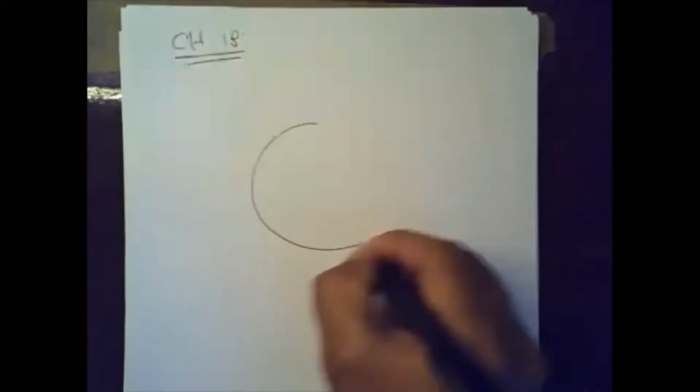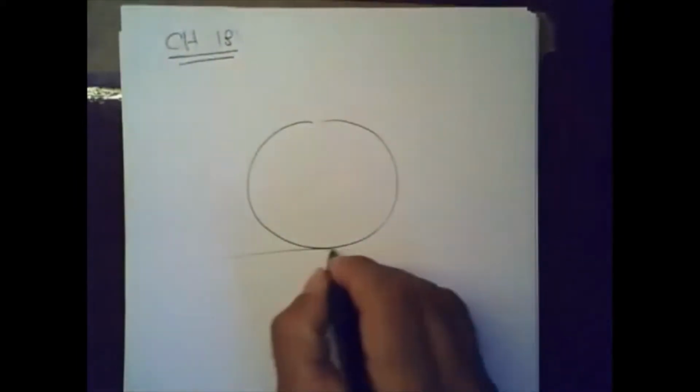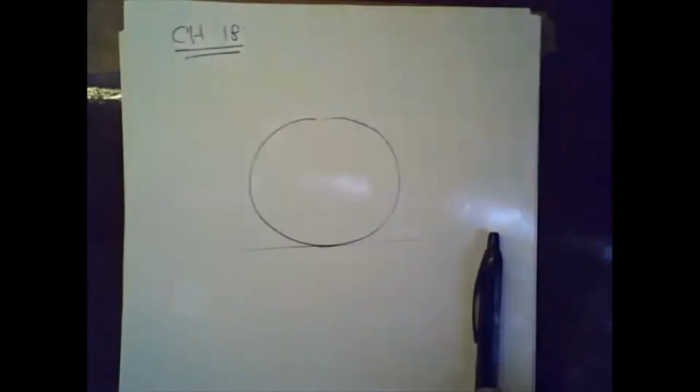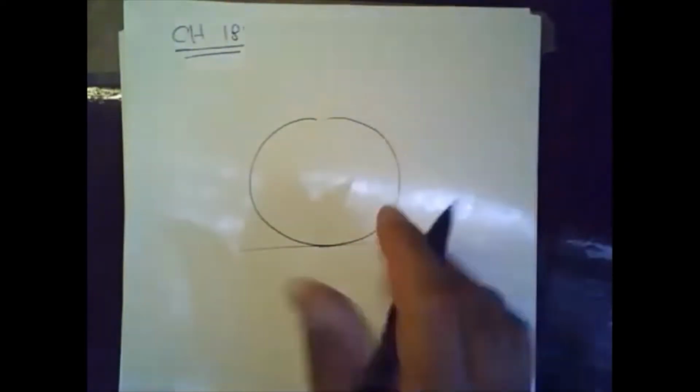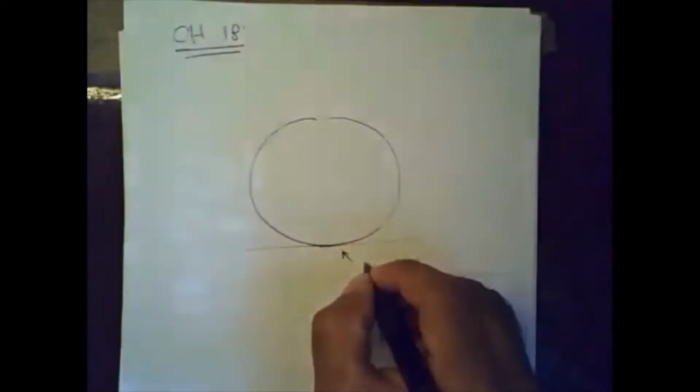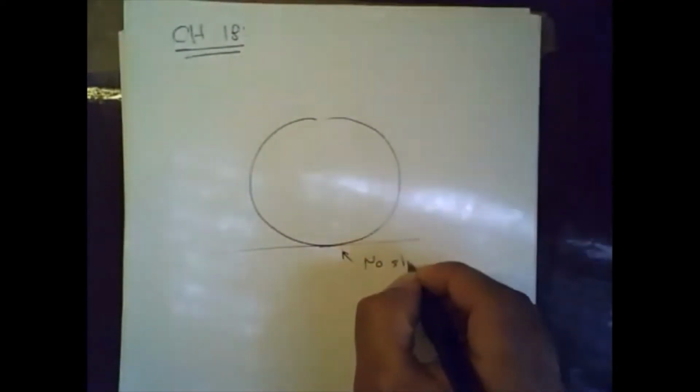I just want to do a brief recap from chapter 17. But this is again chapter 18, and a quick recap basically regarding rolling motion, because this is going to appear with us throughout this chapter. We said if you have a wheel that is in rolling motion where there is no slip, right?